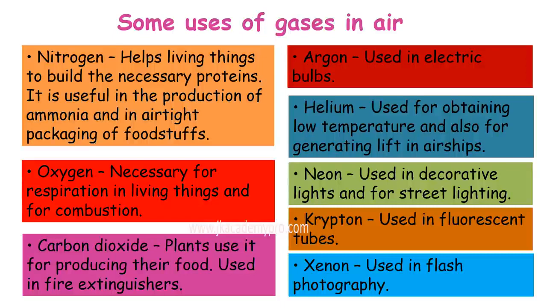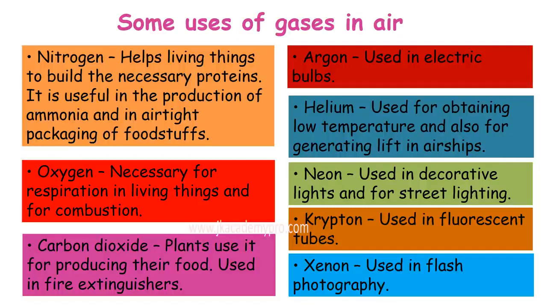We just learned that air comprises of many of these gases. Now let's see why these gases are important or what are the uses of these gases in air. The first one is nitrogen. Now nitrogen helps living things to build the necessary proteins. It is useful in the production of ammonia and in airtight packaging of foodstuffs. Now, you have seen many of your packets which are airtight, like your chips packets. Air cannot go in. So, how do they make it? They use nitrogen for this.